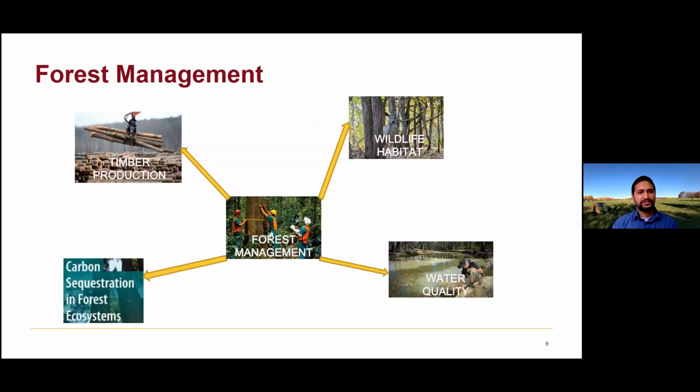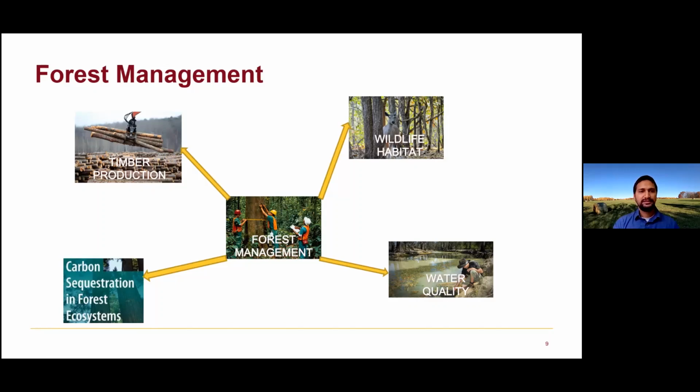Take a case of forest management. So when we decide what is the way we can manage our forest, if we say we want to do certain practices in managing our forest, say clear cut, this can impact not only our timber production, but at the same time, it can impact carbon sequestration, wildlife habitat, and water quality. But if we do another type of forest management, that also has a different level of impact on all these ecosystem services.